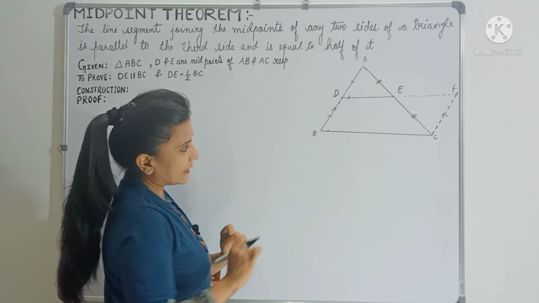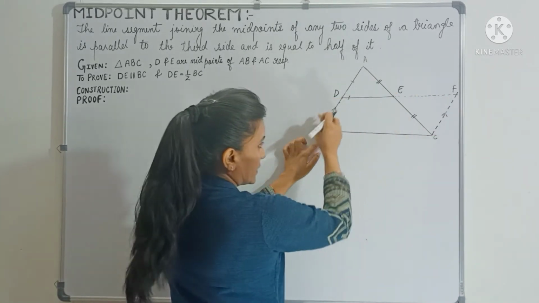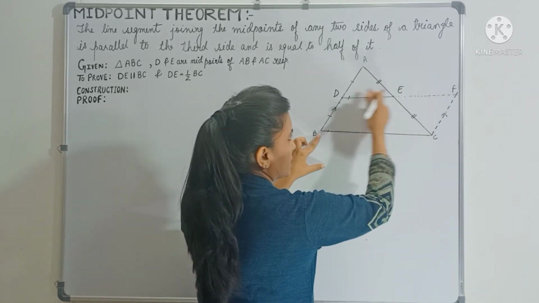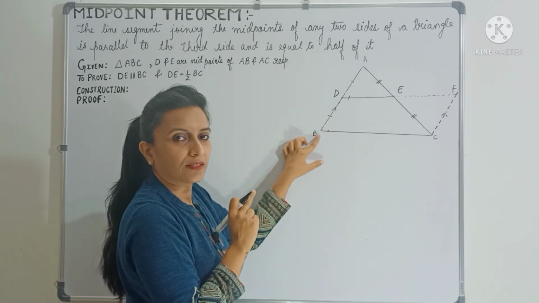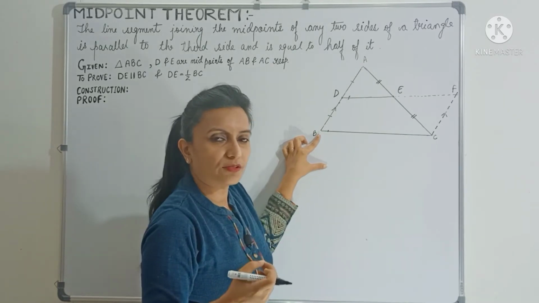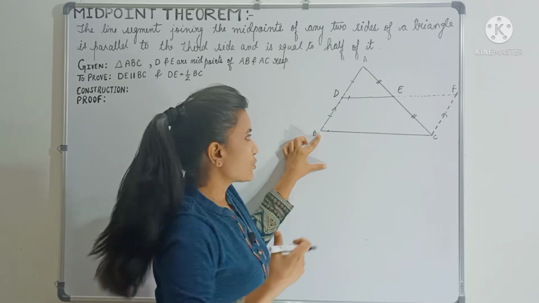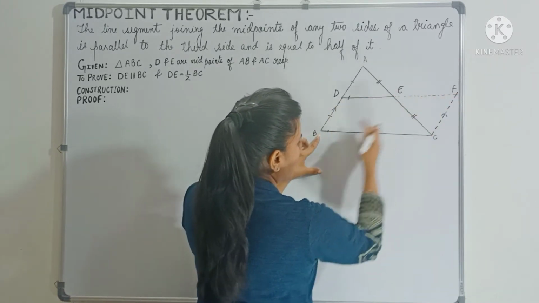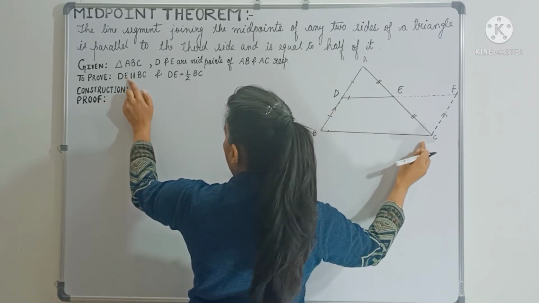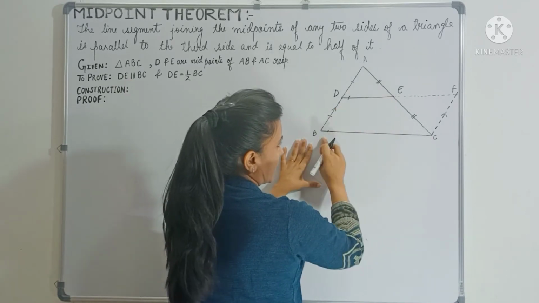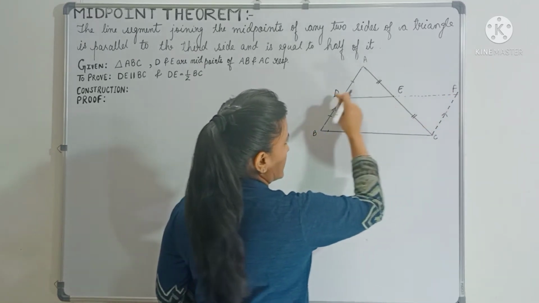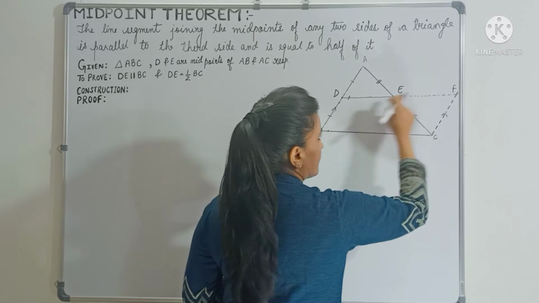Now here you can see that BCFD is a quadrilateral. If I show that BCFD is a parallelogram, then we know that in a parallelogram the opposite sides are parallel and equal. So I can say that DF will be parallel to BC, so DE will be parallel to BC. This is what I have to prove here, right? I have to show that DE is parallel to BC. So now my aim is to show that this quadrilateral BCFD is a parallelogram.